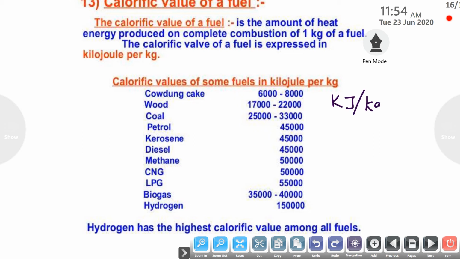अब कैलोरीफिक वैल्यू से हम पता लगाते हैं कि उस फ्यूल की एफिशिएंसी कितनी ज़्यादा है। सो यू कैन सी इन द टेबल सबसे ज़्यादा कैलोरीफिक वैल्यू किसकी है, इट इज़ ऑफ हाइड्रोजन गैस, उससे कम है बायोगैस की, फिर LPG, CNG, मीथेन, डीजल, केरोसिन, पेट्रोल. So from this table you can observe that the calorific value of the gaseous fuels are more than the liquid fuels and the calorific value of liquid fuels are more than the solid fuels. So the calorific value of the solid fuels are the least. Hydrogen has the highest calorific value among all the fuels.